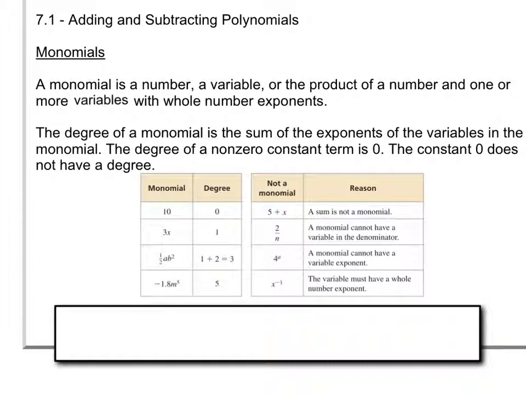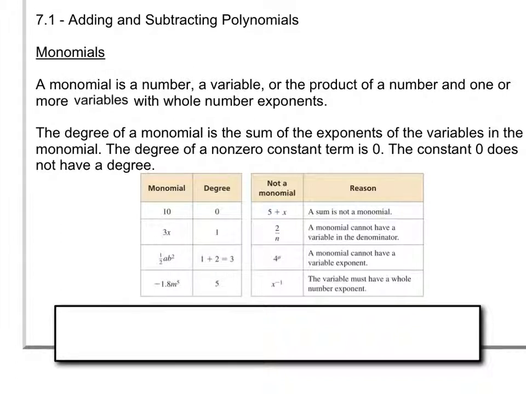Here in this table we have a list of 4 different monomials: 10, 3x, 1/2 ab squared, negative 1.5 m to the 5th. Those are all monomials. They fit our description above. The first one is a constant non-zero number, so its degree is 0. The second one just has one variable, does not have an exponent shown, which means the invisible exponent is 1, and that's our degree. The third example here has 2 variables, a and b.